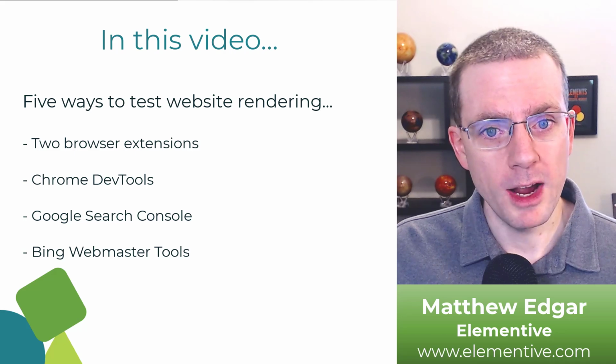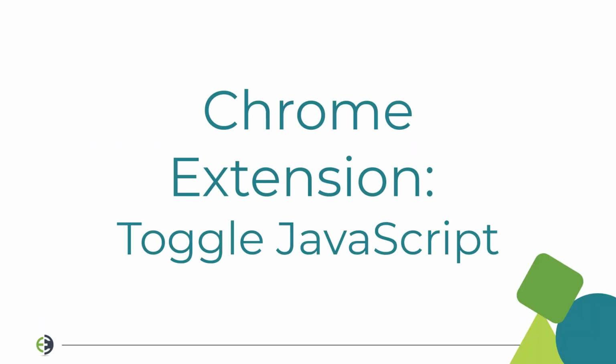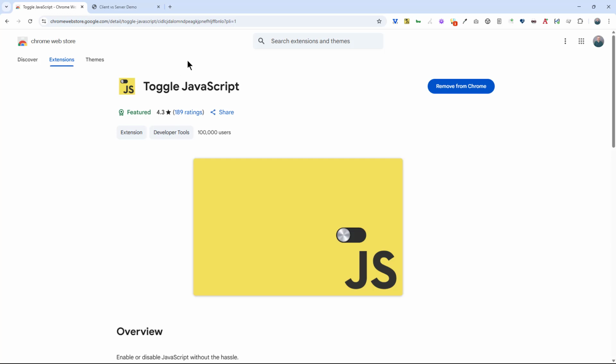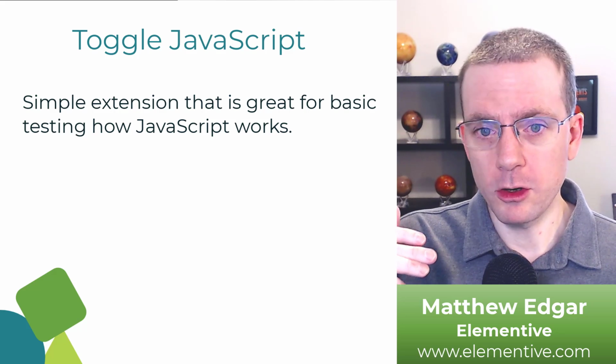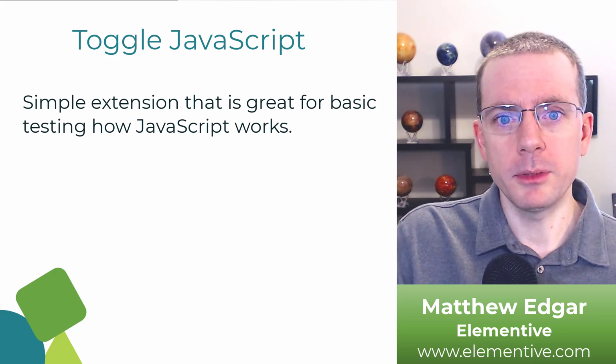So let's jump right in to the first method, which is the Toggle JavaScript extension. The Toggle JavaScript extension is available in the Chrome Web Store. Simply go to the Chrome Web Store, search Toggle JavaScript, and then you can add this extension to Chrome. Once you add it, you're going to see a new icon appear in your extension tray, and that gives you the ability to turn JavaScript on or off. This extension is really simple. It lets you turn JavaScript completely on or completely off.